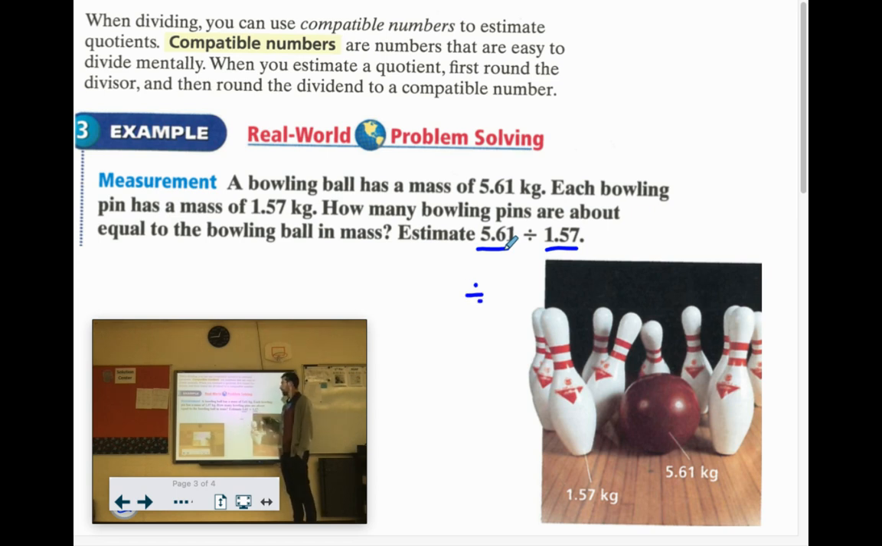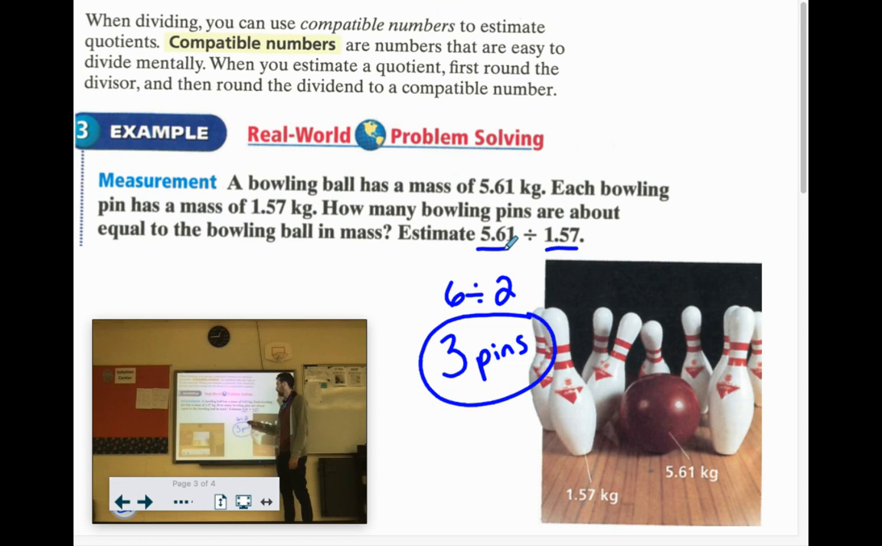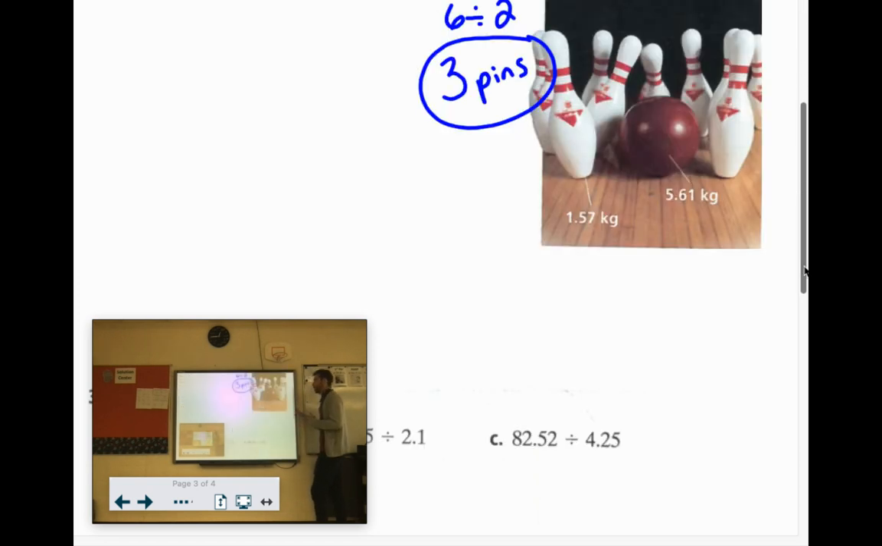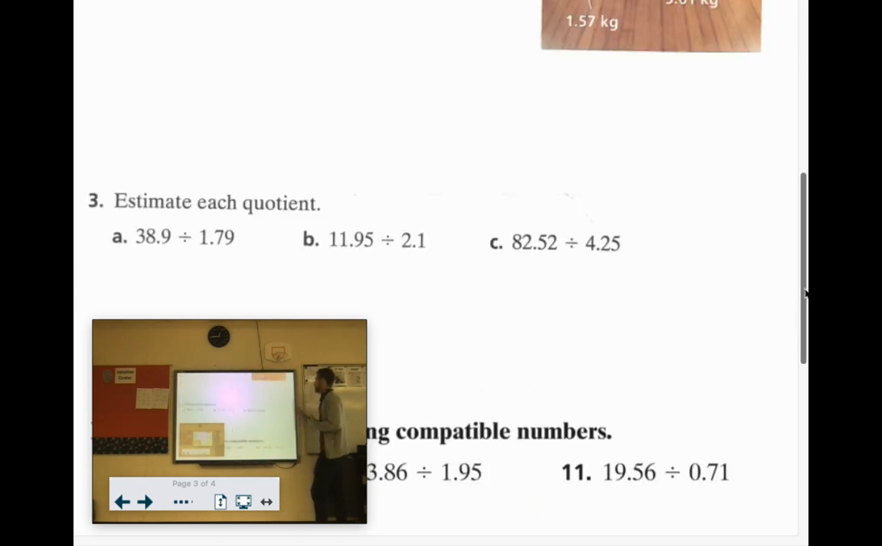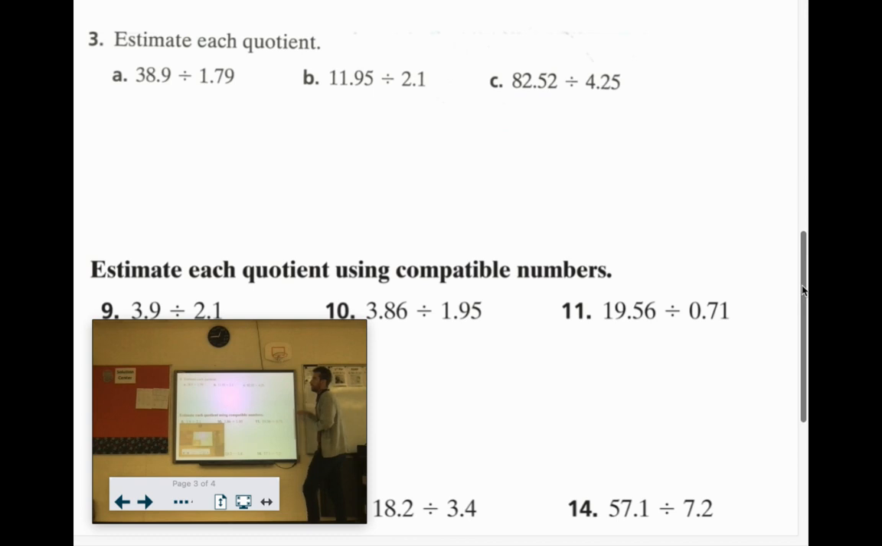Now, let's round that 1.57 to 2. For 5.61, we want to make sure that number, whatever we estimate it as, is divisible by 2. So we can use 6. 6 divided by 2 is 3. We're talking about pins here, so 3 pins. We want to choose numbers that you can actually divide for the estimate. So we're going to do these.